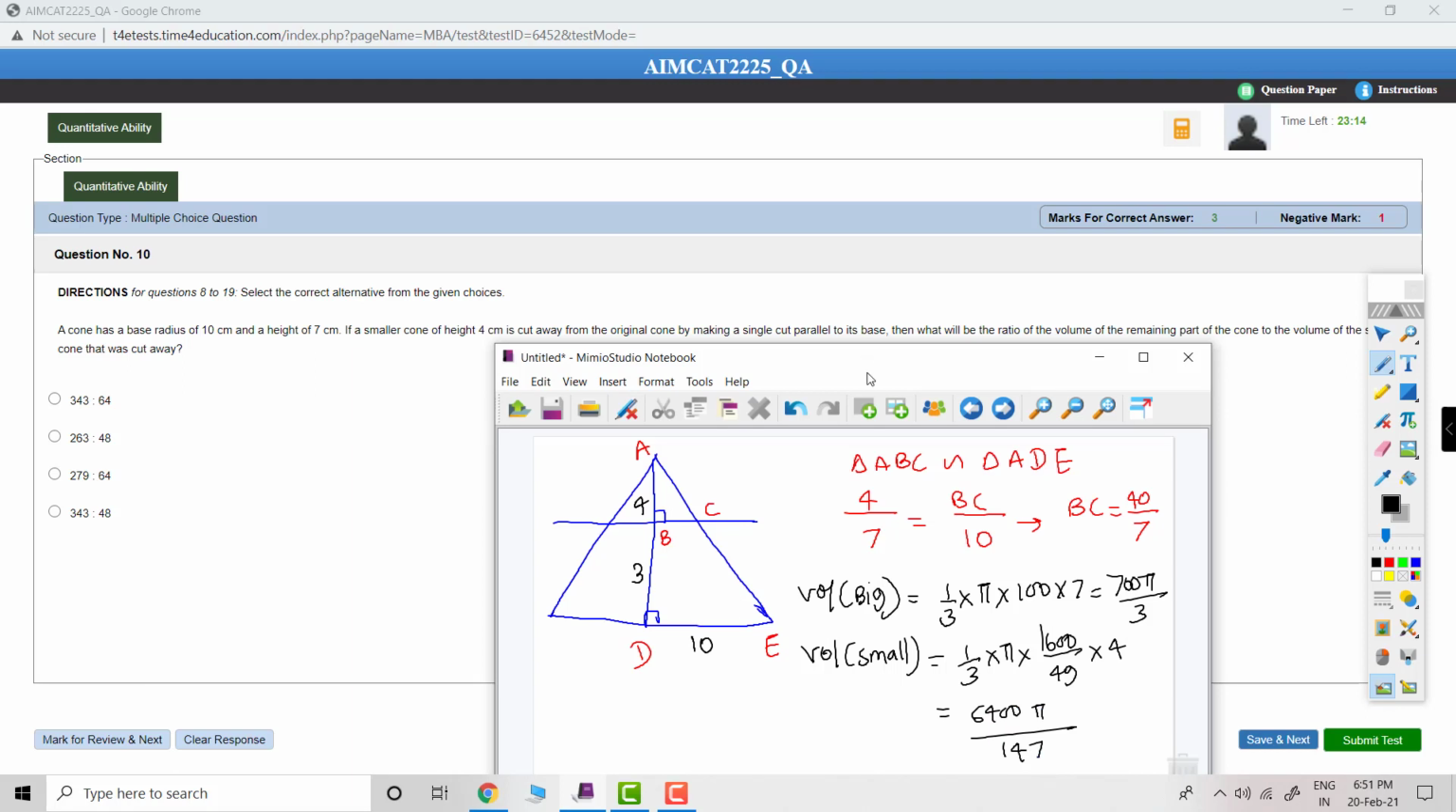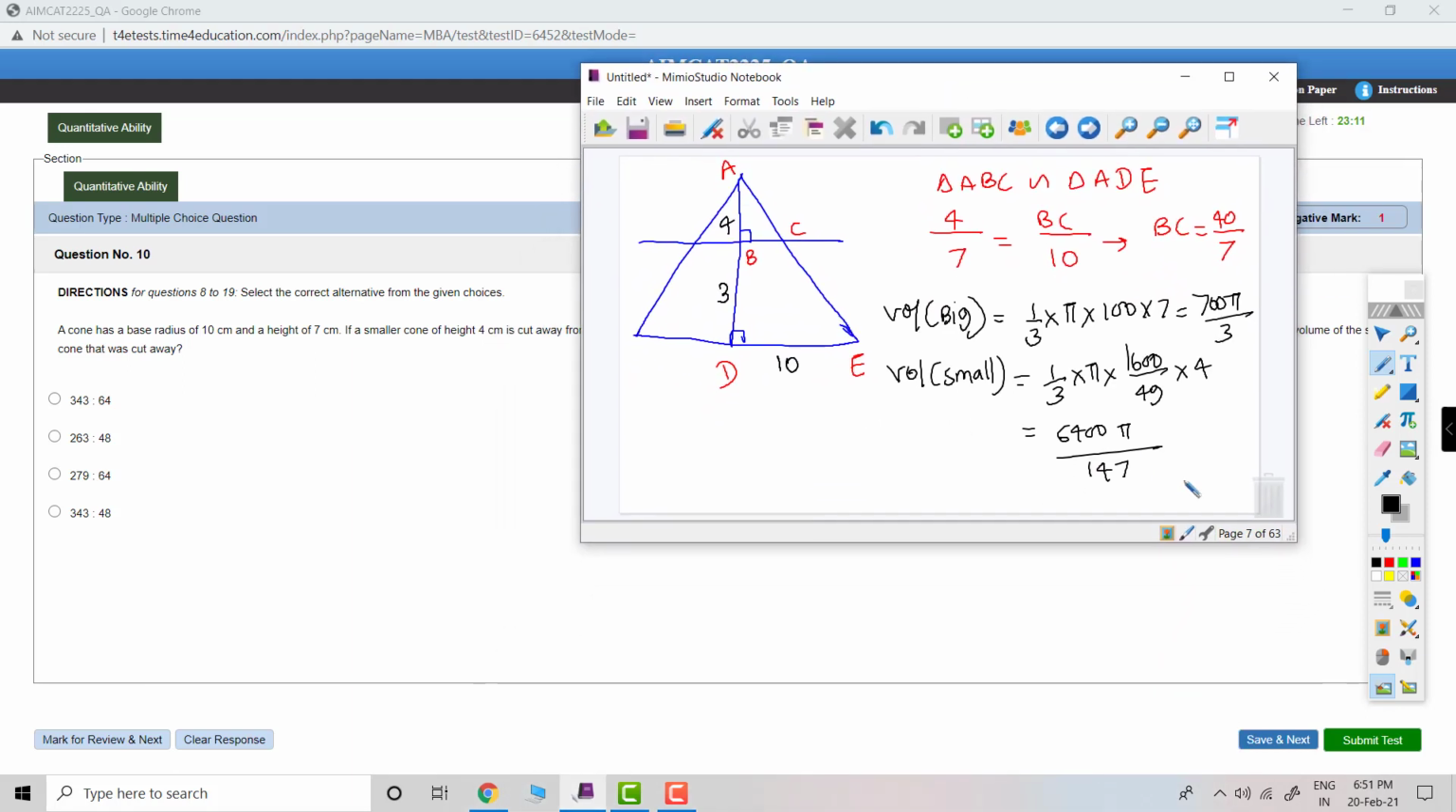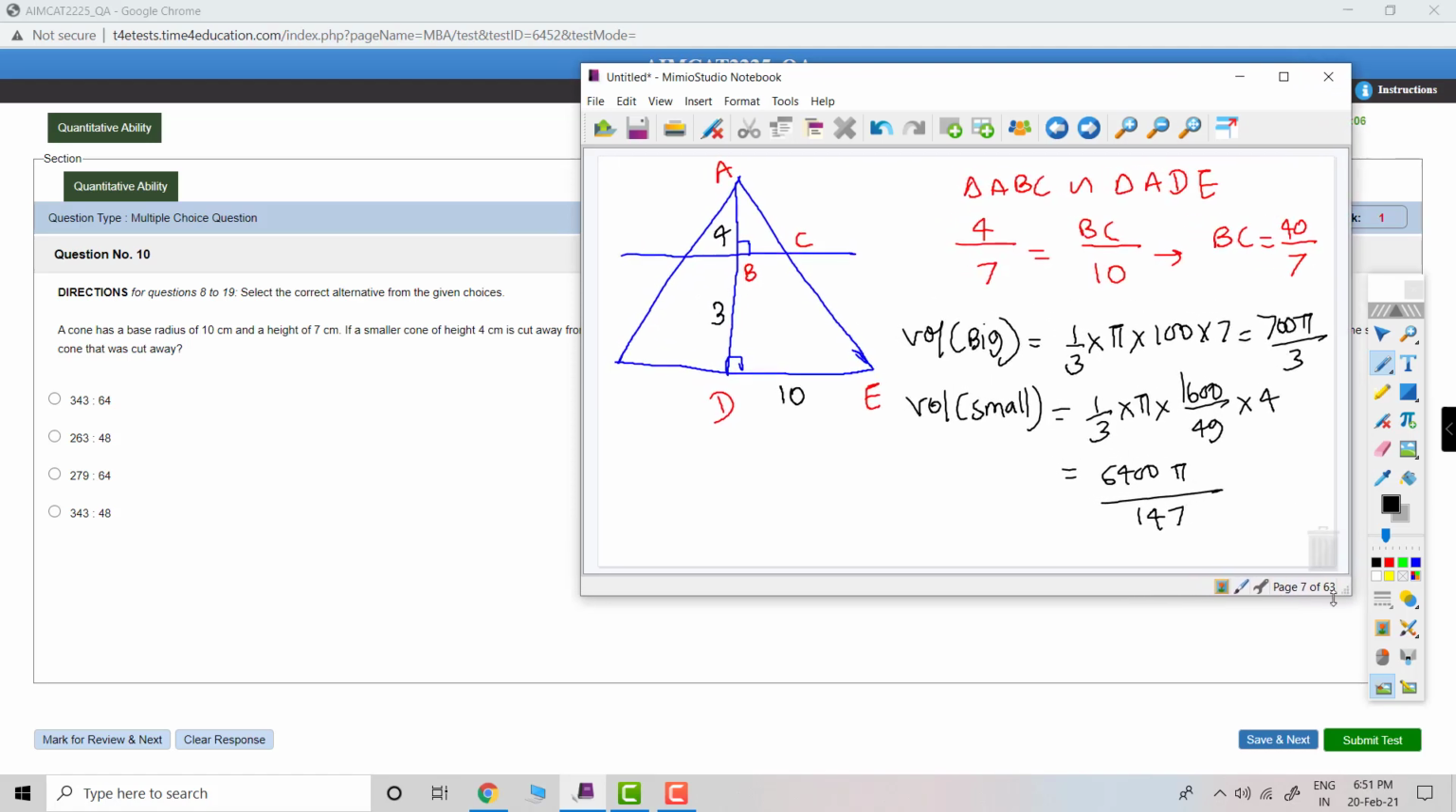Okay everyone, now look here. So we need to find the ratio here only. Okay, so instead of calculating this, or instead of subtracting this, what we'll do is, tell me the volume of big cone. Let me change the ink again, hold on. Look here, the volume of big cone and the volume of small cone, this ratio is going to be how much? 700 pi by 3 is to 6400 pi by 147.